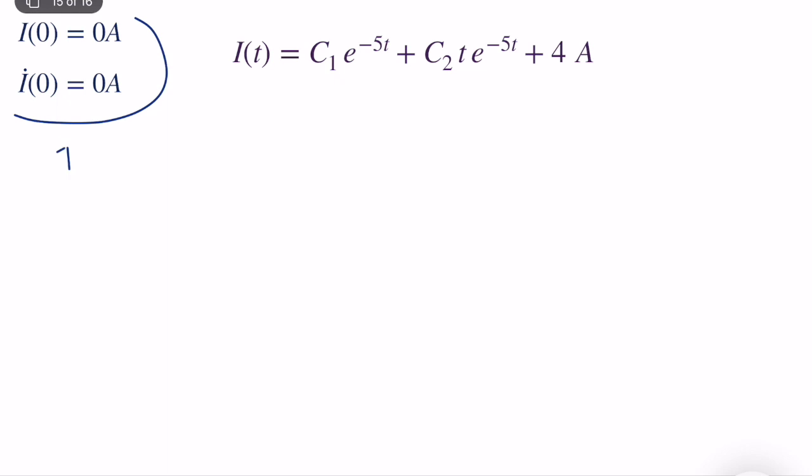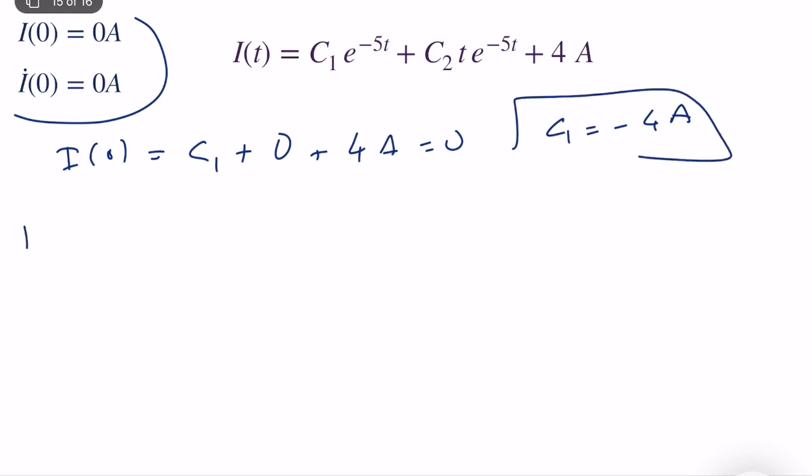I(0) is equal to C1 plus 0, plus 4 amps, and it's equal to 0. So C1 is equal to minus 4 amps. That's great. Now I need to take the derivative. I dot (0) is equal to minus 5 C1 e to the power 0, plus I take the derivative of the other term.